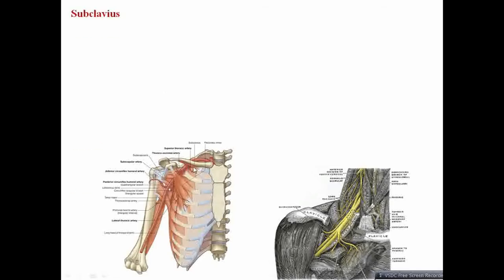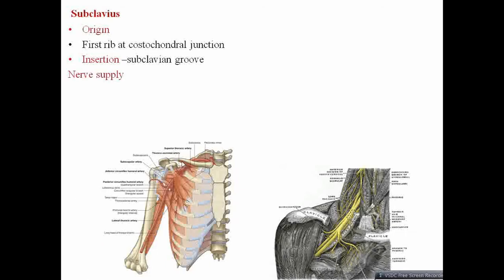Subclavius is a small muscle below the clavicle. Origin: the first rib at the costochondral junction. Insertion: the subclavian groove, a small groove seen on the inferior surface of the clavicle, so it is attached to that. Nerve supply: nerve to subclavius, which is arising from the brachial plexus. So it supplies the subclavius muscle.